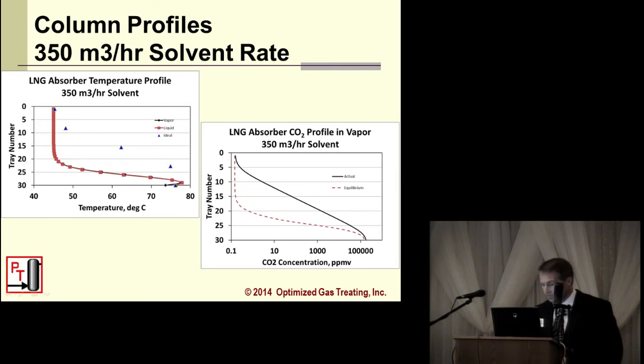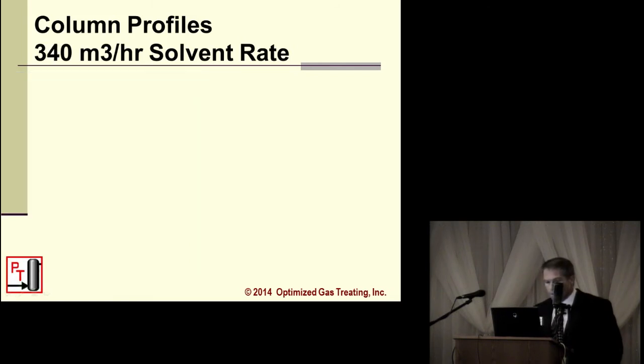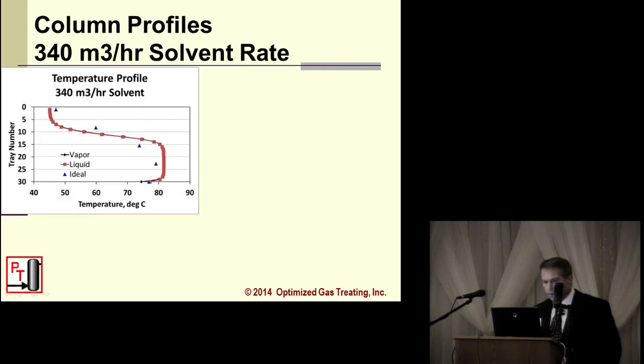Okay. Now, we're going to take a look at perturbing the system just a little bit. And this is fairly typical of these reactive systems. I dropped the solvent rate by 10 cubic meters per hour, which is just several percent is all. And what happened, the rate model's predictions, you can see the temperature, the bulge which was down at the bottom of the column has now filled up the column.